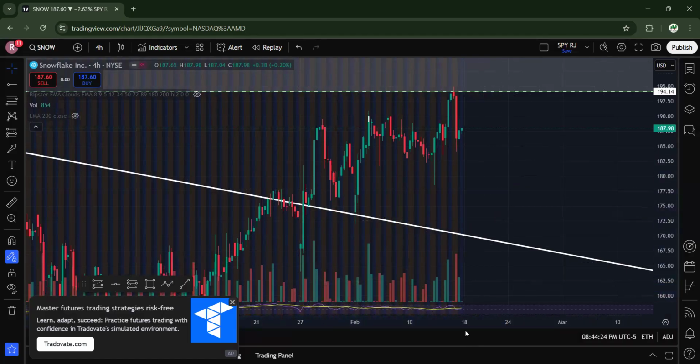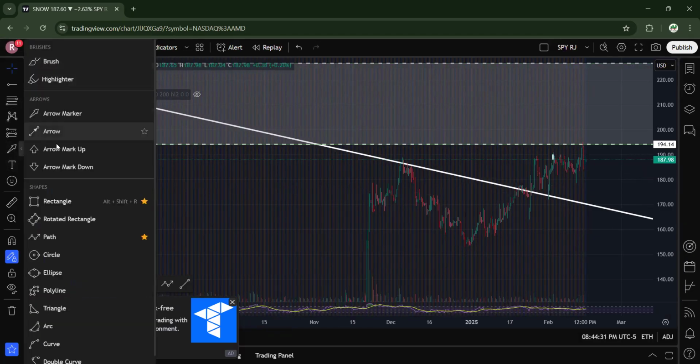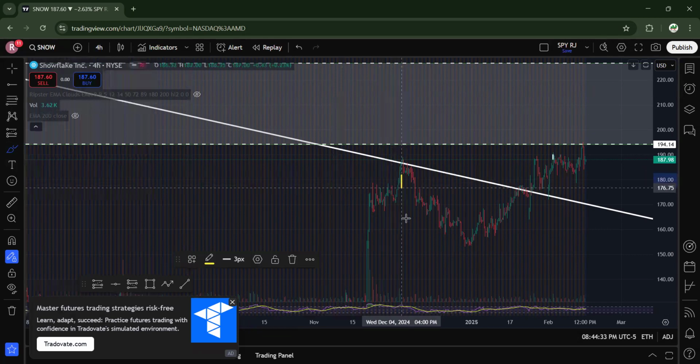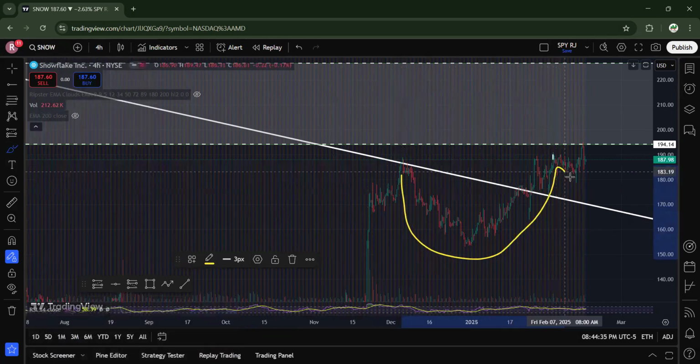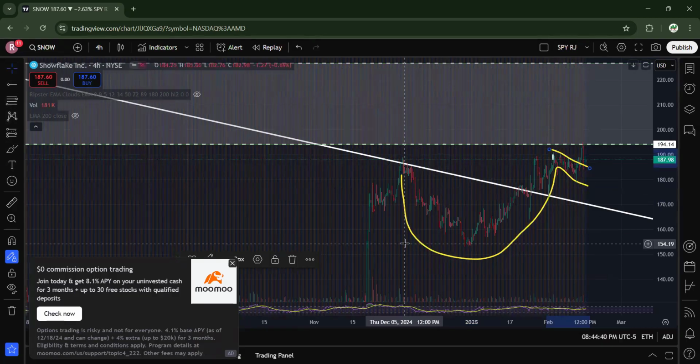Here's a bonus chart pattern. Snow, and they actually pointed this out in the chat. I didn't even see this. They pointed this out in the chat. This pattern right here is called a cup and handle.